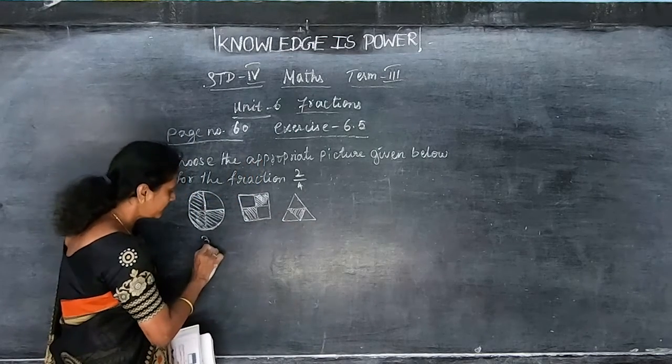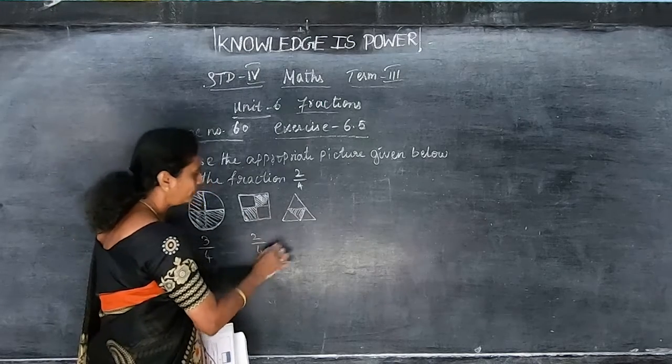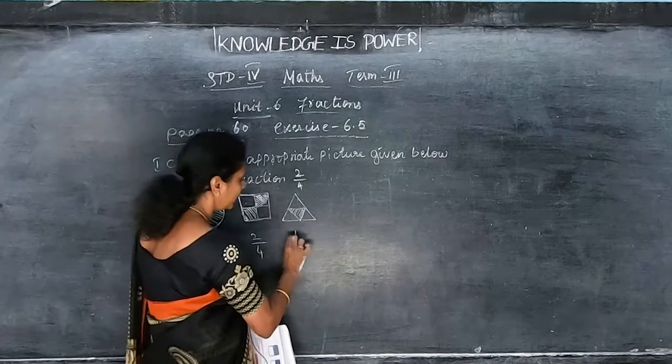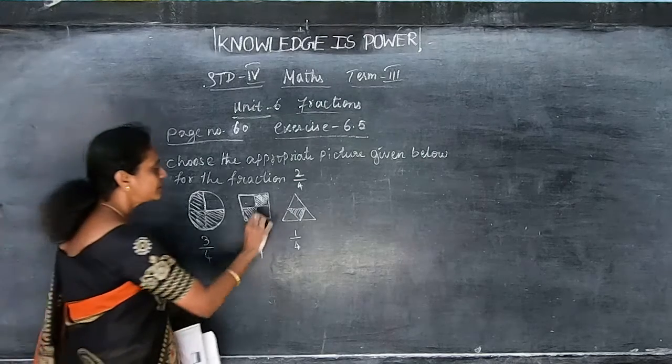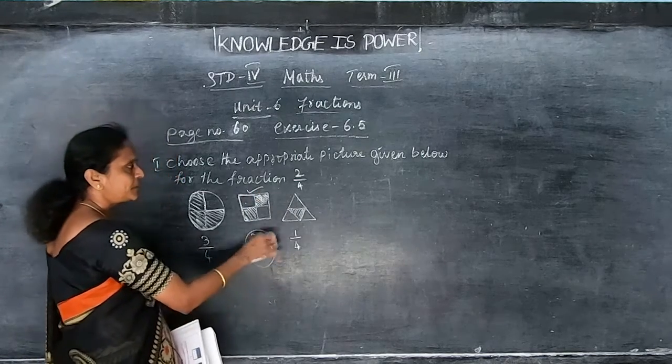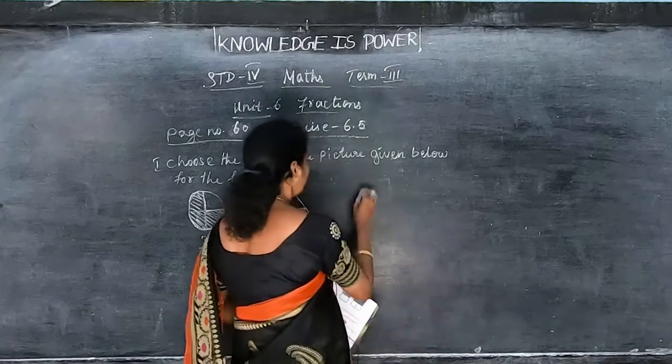This represents 3 by 4. Here 3 parts are shaded. This represents 2 by 4. 4 parts are there, 2 shaded. And this represents the 1 by 4. So choose the appropriate picture. Now this is the appropriate picture that represents the 2 by 4. Like that they have given the 1 by 2.